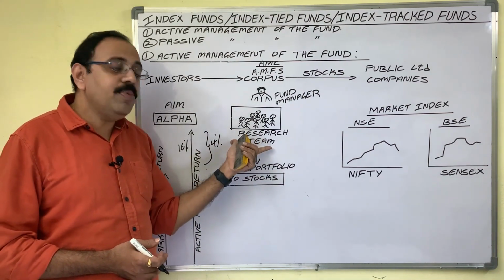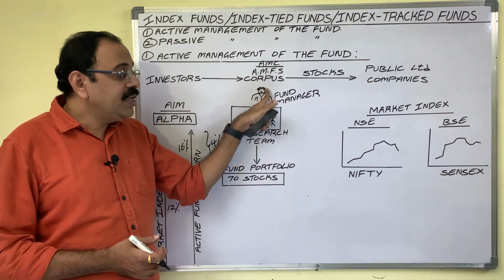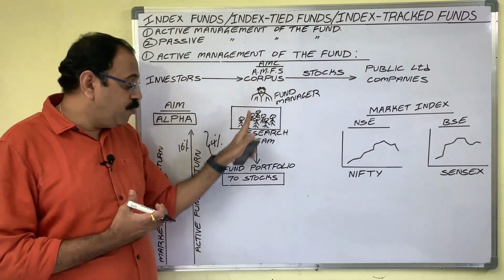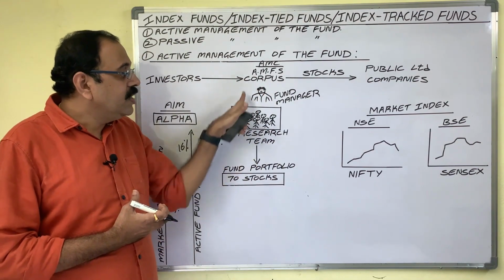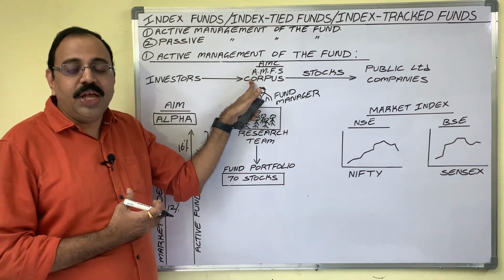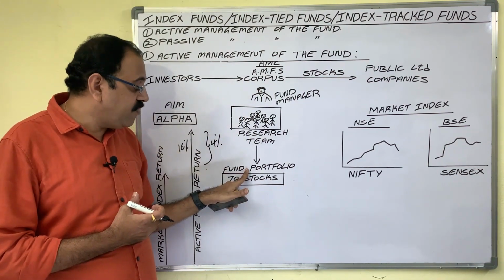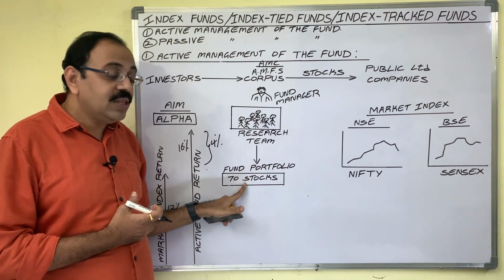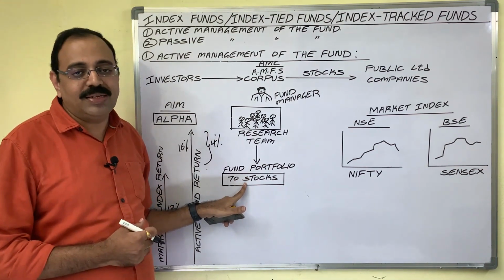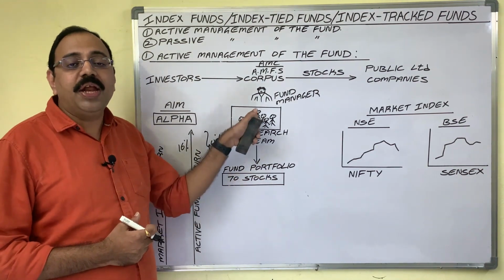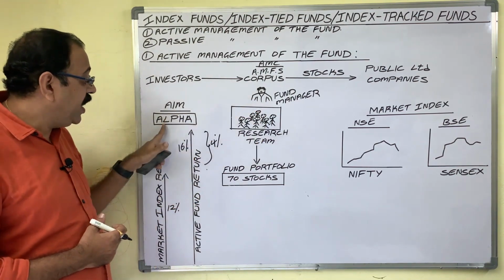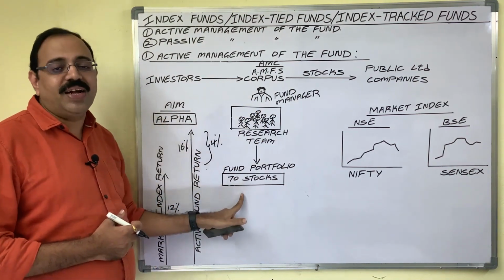So with that valuable information, the fund manager has to design a portfolio for this particular fund. Assume that he designed a fund portfolio with the stocks of 70 companies. Now the main aim of the fund manager is to generate alpha from his fund.